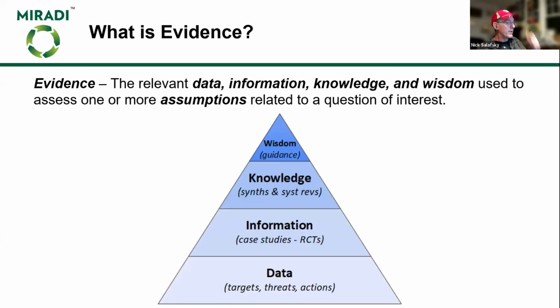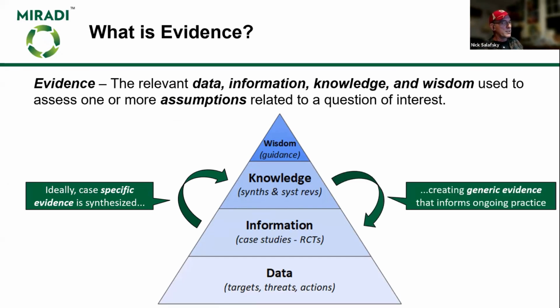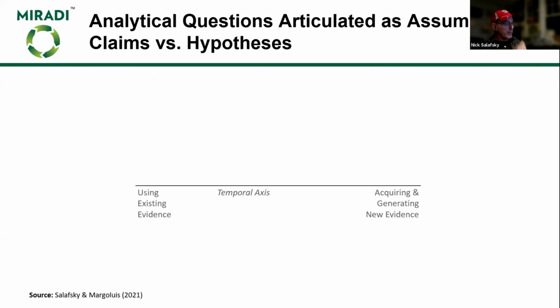So again, this pyramid where you take case-specific evidence and you synthesize it and use it to create knowledge, and then that knowledge comes and informs, that generic evidence informs ongoing practice. So how do we bake this into Miradi? The key here is that you have to have, we think, analytical questions which are articulated as assumptions. So you might have both existing evidence, things you already know about your project or program, and then there's new evidence. And then you can think about evidence that comes from inside your program or project, and evidence that comes from outside your project or program.